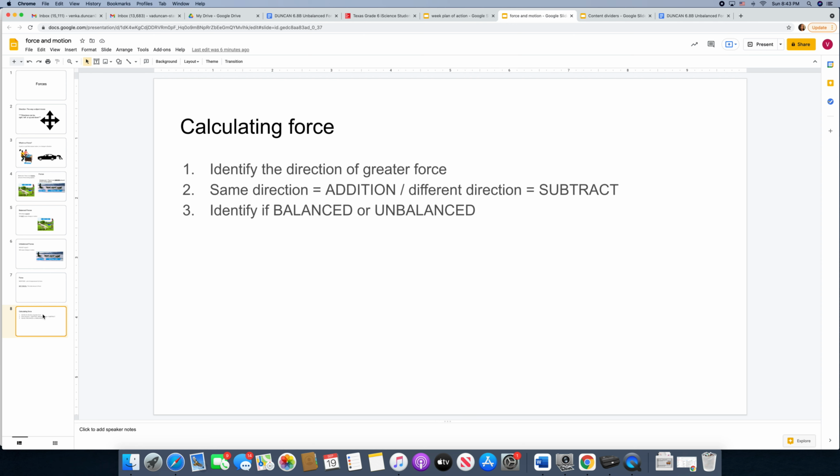So first, you're going to identify the direction. Second, you're going to add or subtract depending on how your arrows are moving. And third, you're going to identify whether it's balanced or unbalanced.